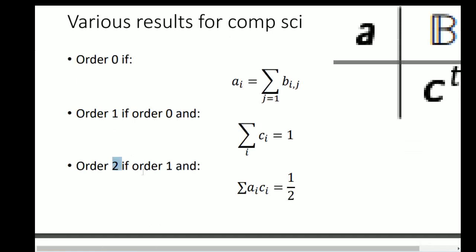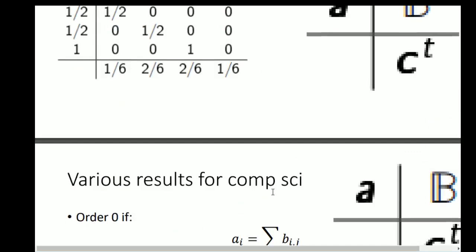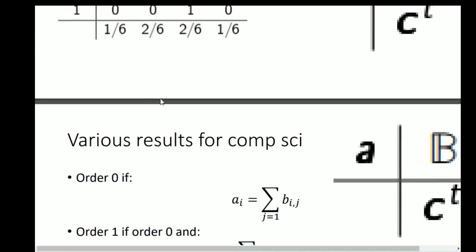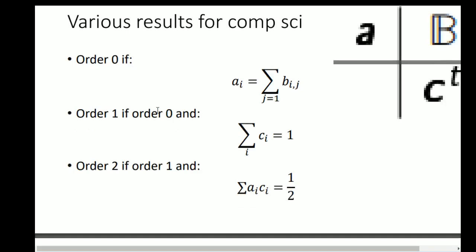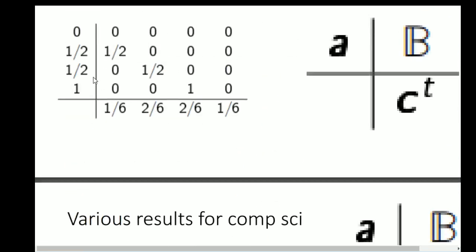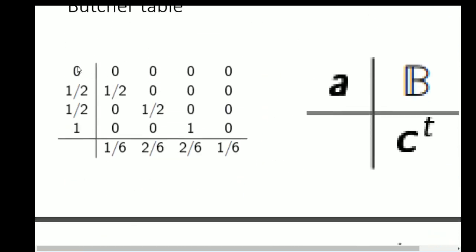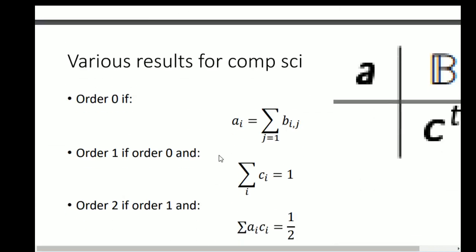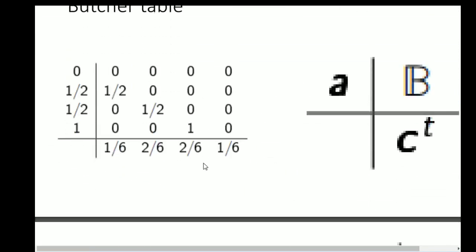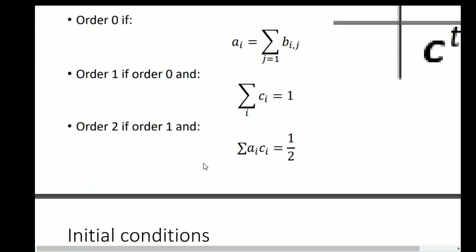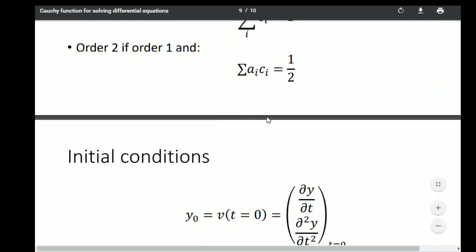And order 2 if it's order 1 and the sum of ai ci is equal to 1 half. So it's 0 times this, this times this, this times this times this. Yeah, it should work because we are in the Runge-Kutta 4. So yeah, that's a result that can be interesting.